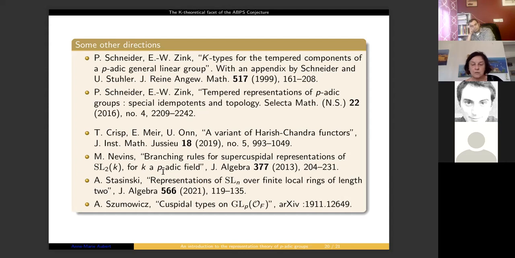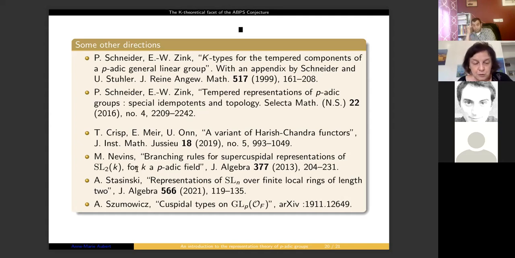For example, we can take for this group GLN or SLN. But the way of studying representation theory for this group is much more difficult. Actually, it is a wide problem. But anyway, there are some results in that direction.